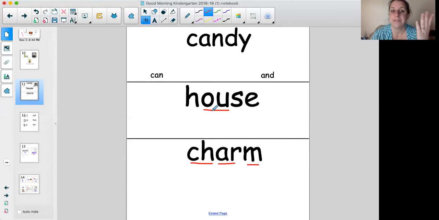House. That's the word house. How did I get that so easily? I used a chunk. I took a chunk that I knew and I read the word.